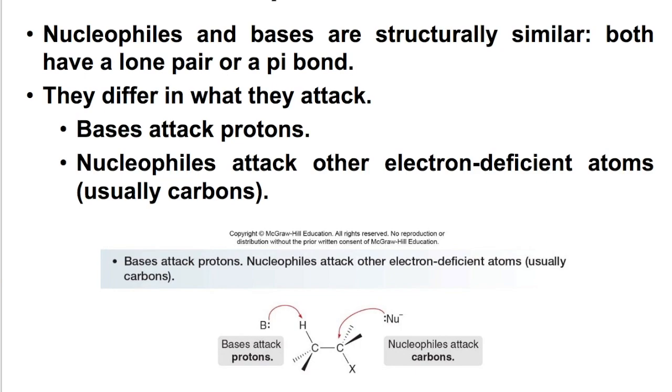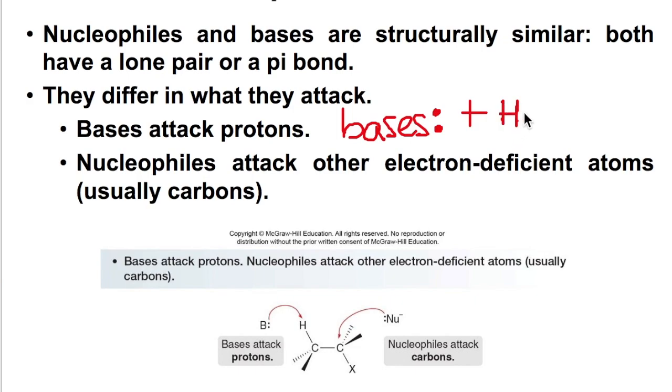But they differ in one thing. They differ in what they are looking for, what they are attacking. So bases always attack protons and nucleophiles always attack electrons. So let's say that one more time. Remember that bases always have a lone pair, just like that. Sometimes they have a negative charge, sometimes they don't.